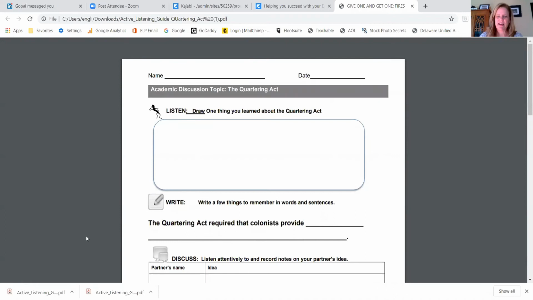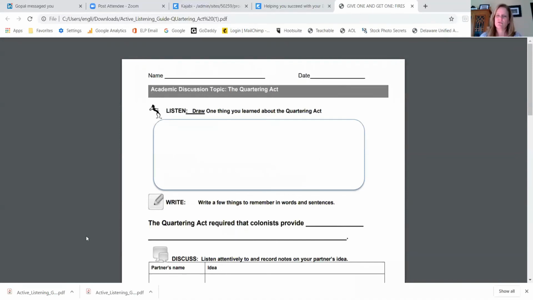The point of an active listening guide is to structure students in their participation in processing content. So we always follow the same flow, because it's very important that we get the language and content in a certain order so that students can be more successful in the end. So we start with listening. This one is a sample that was submitted to us by one of our colleagues, Becky Guzman. And she created this for teaching the Quartering Act. So the Quartering Act, that would be language of social studies. Draw one thing you learned.